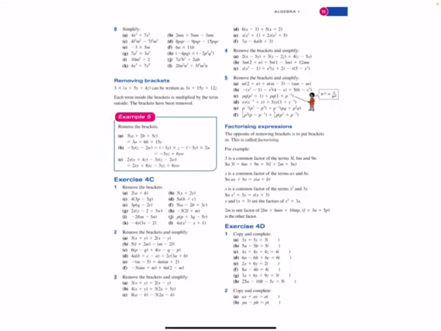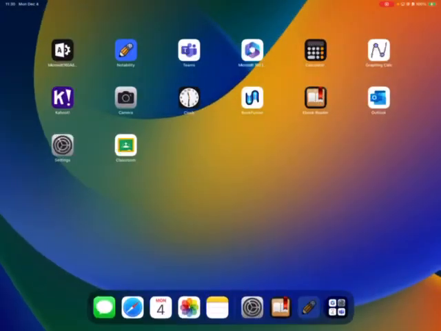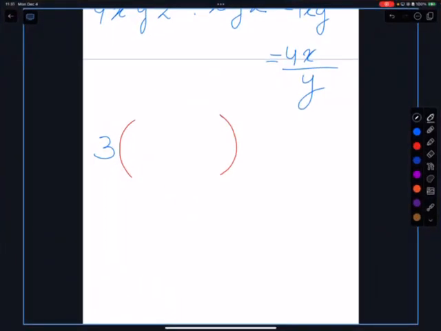This is page 99. It's the following page, chapter 4 still. We're going to go page by page. Removing brackets and then factorizing.